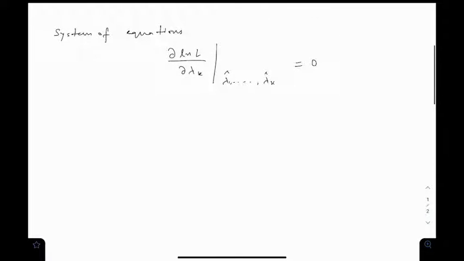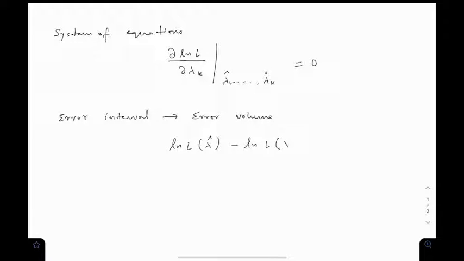Now the error interval also becomes an error volume, and its surface will be defined by the drop of the log likelihood by half. So now we have to assume that this defines a closed surface in the parameter space, and in 2 dimensions that is just a closed contour.